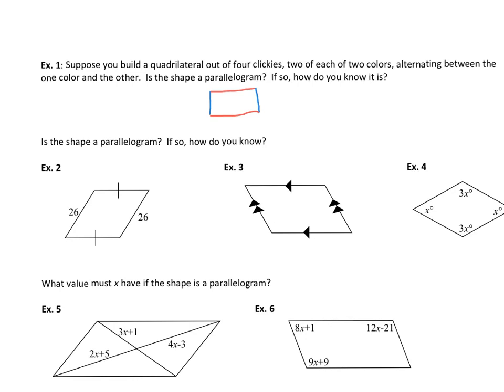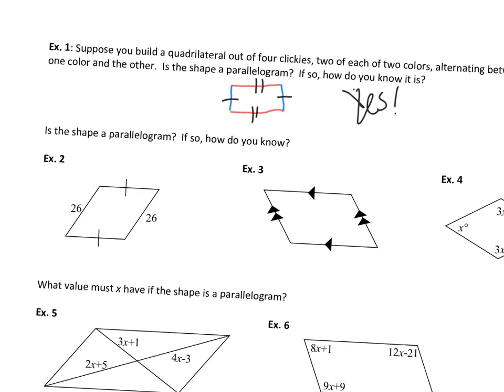These different clickies, the same color means it has the same length. So this side is congruent to this side, and this side here would be congruent to this side. So therefore, because I have 2 sets of opposite congruent sides, I do have a parallelogram. So yes. Okay. All right, we're going to look down here at example 2.